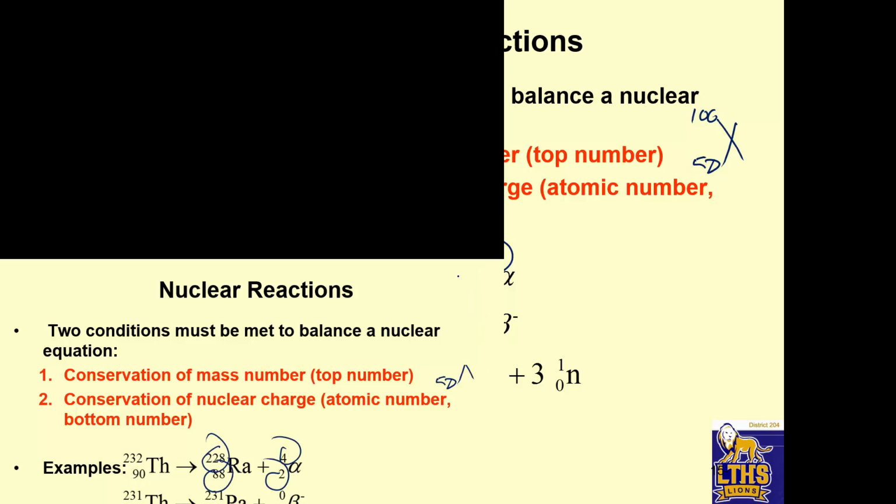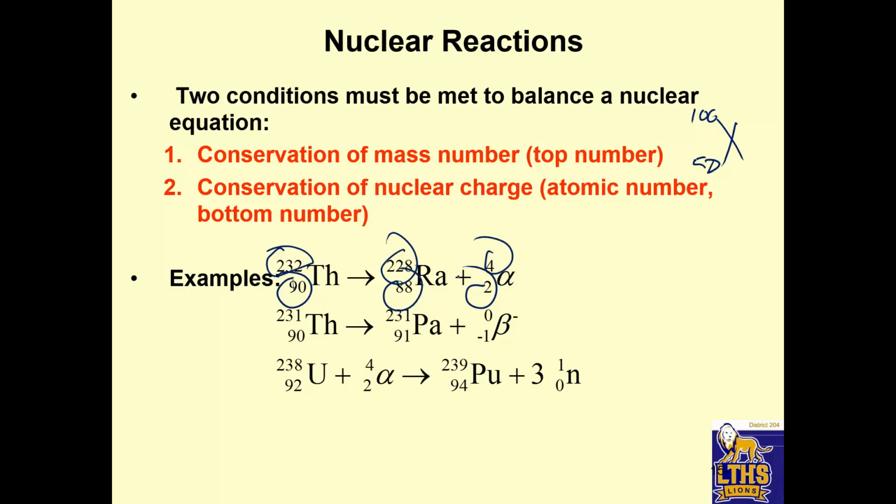There's one more thing. Every once in a while you get something like this with 3 neutrons, and a neutron has a mass of 1, but no protons. This 3 right here would mean I have 3 on top. So 3 plus 239 equals 242. And 228 plus 4 is 232.